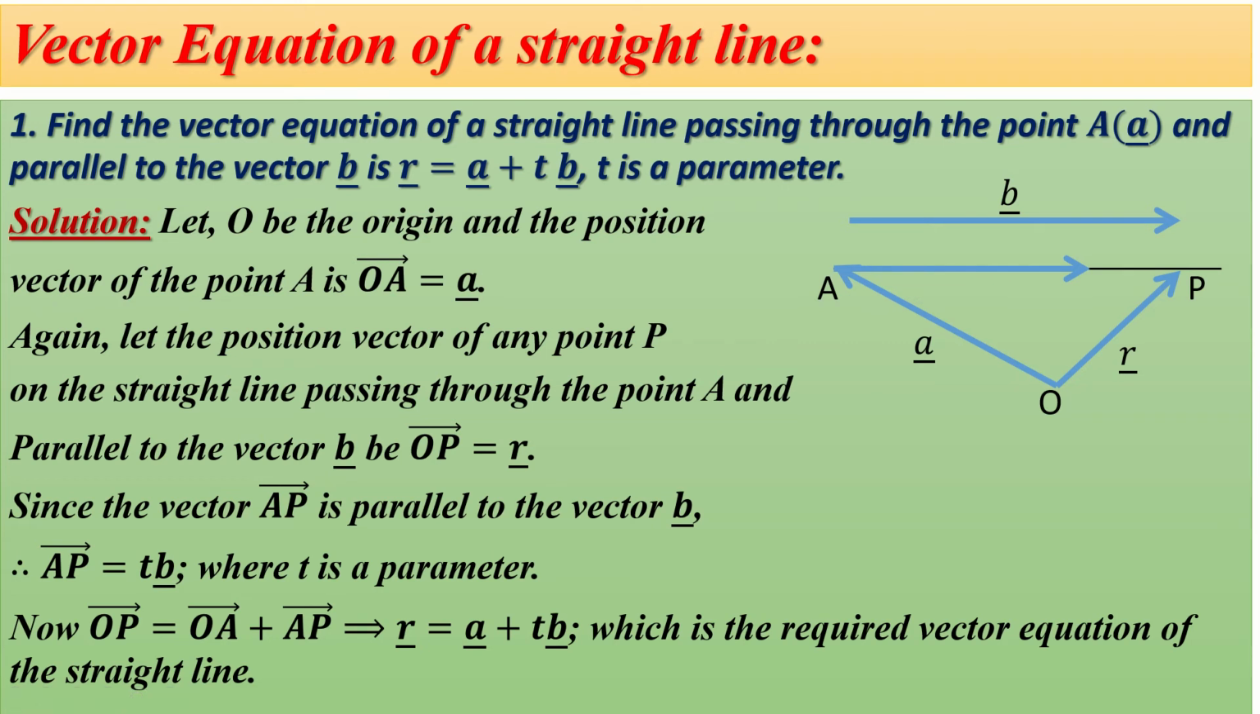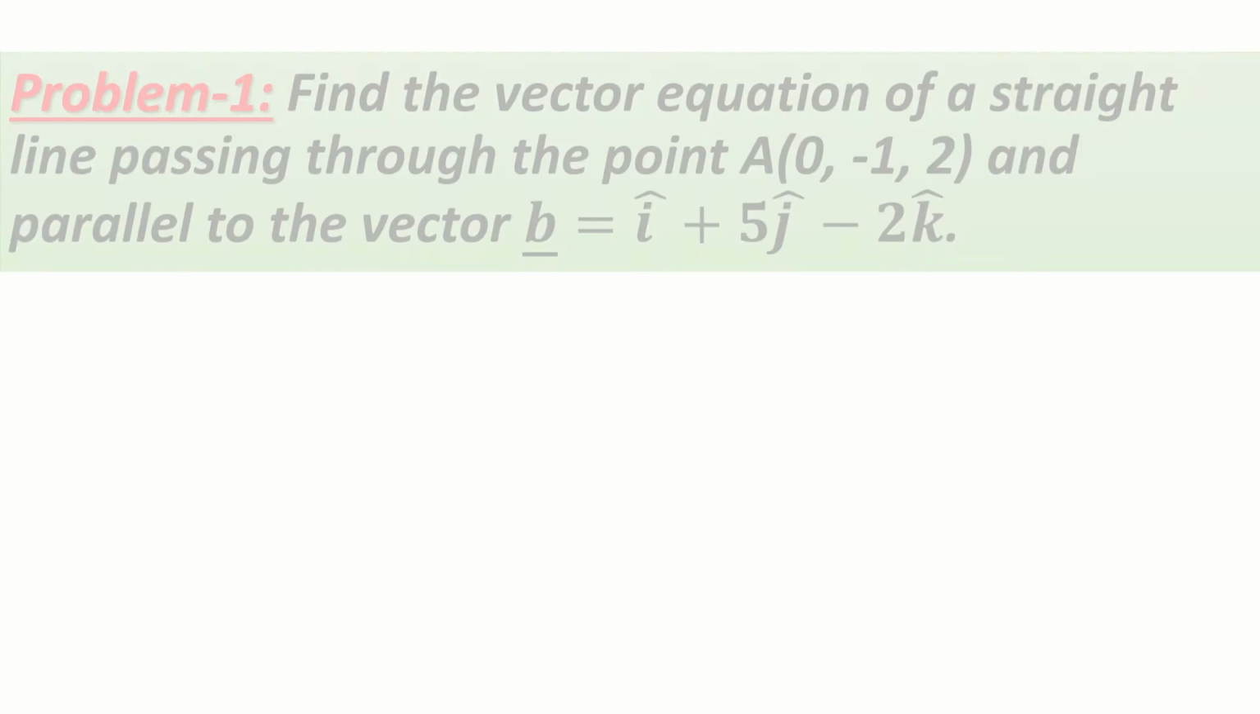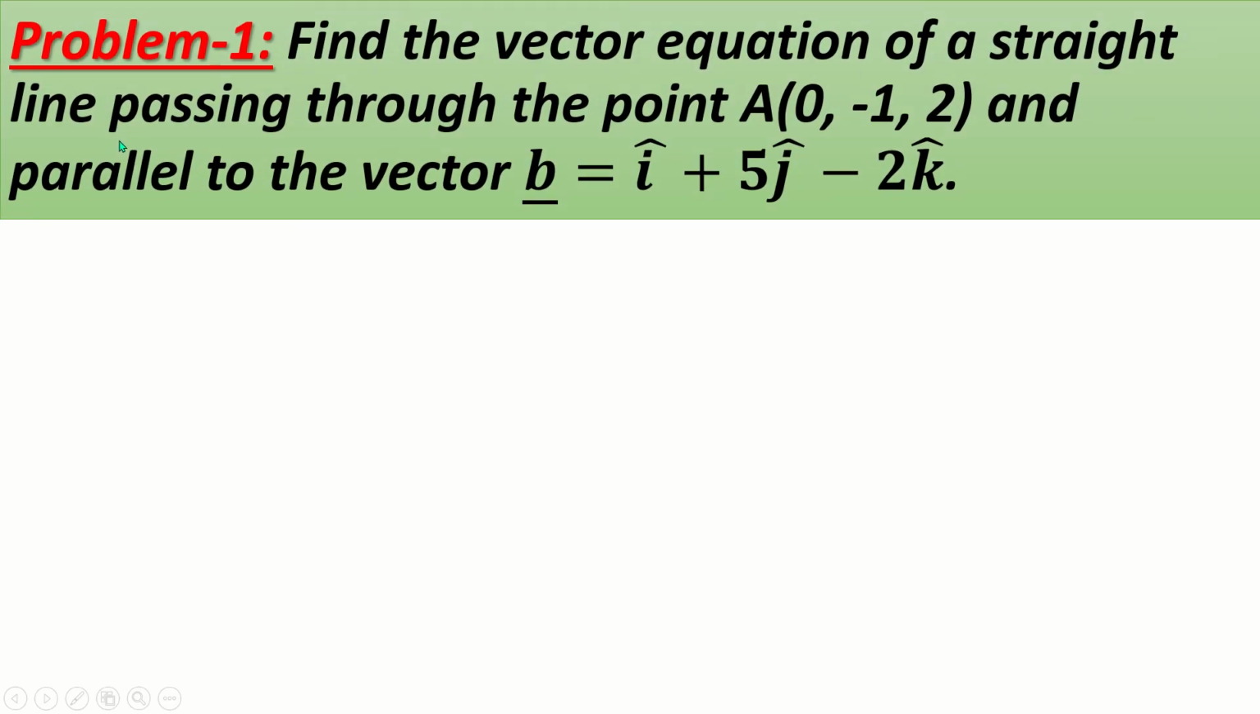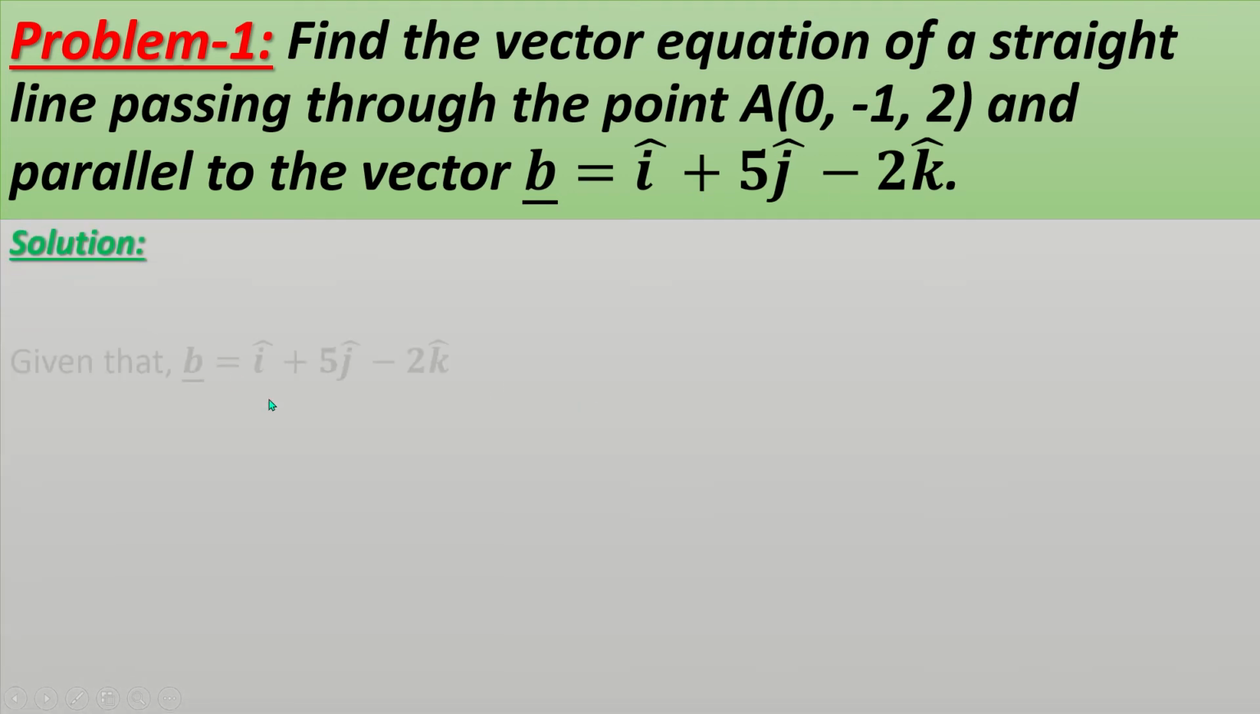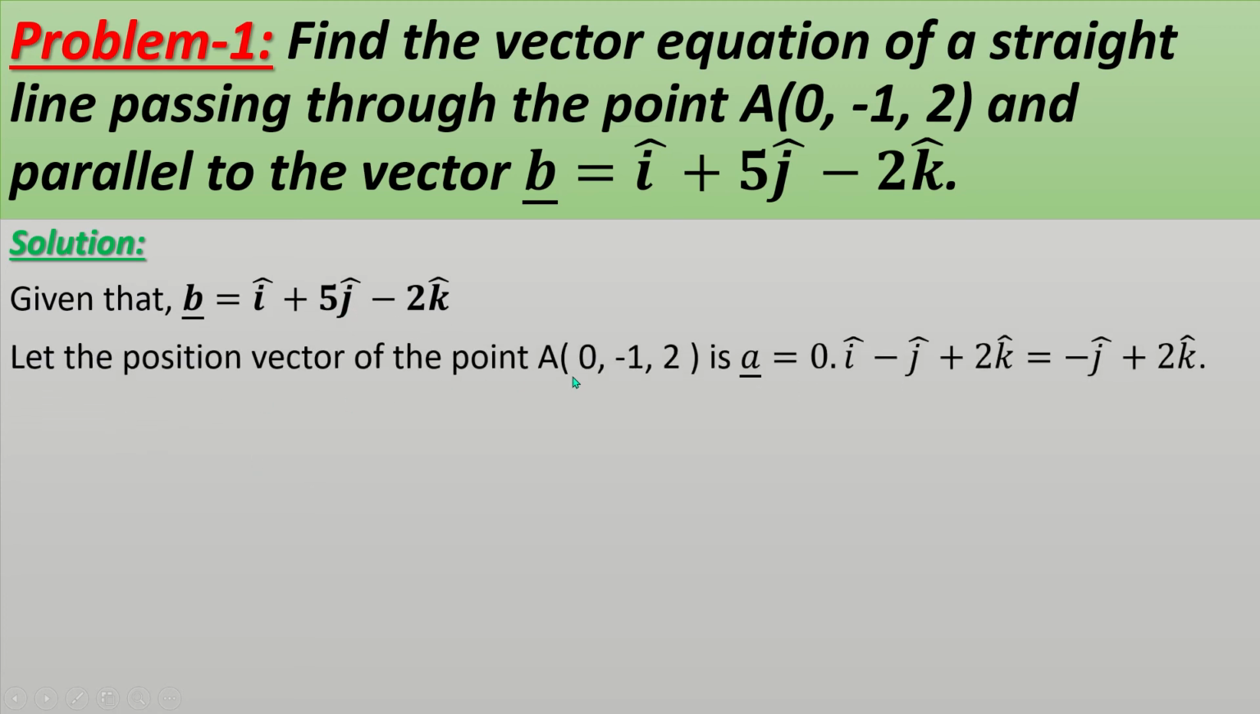Clear, everyone? Now follow the solution related to this formula. Find the vector equation of a straight line passing through the point A whose coordinates are (0, -1, 2) and parallel to the vector B, which is equal to i vector plus 5j vector minus 2k vector. Solution. Here the given b vector is equal to this. Let the position vector of the point A be a vector, equal to 0 into i vector minus j vector plus 2k vector, which is minus j plus 2k vector.